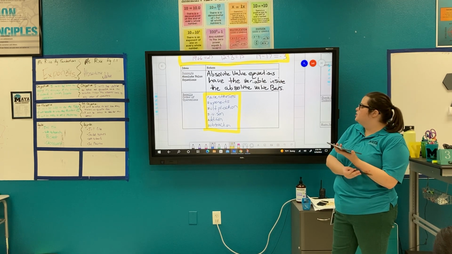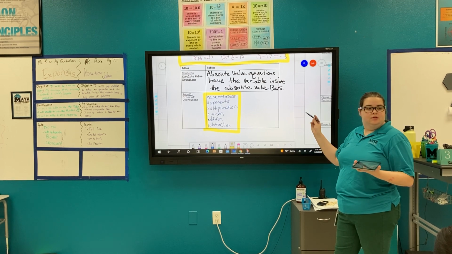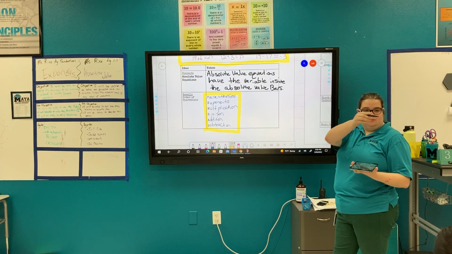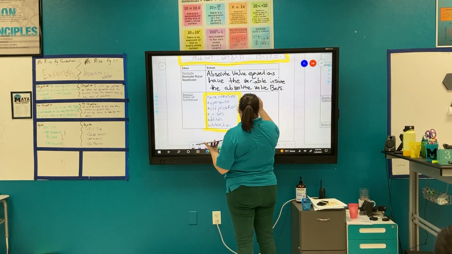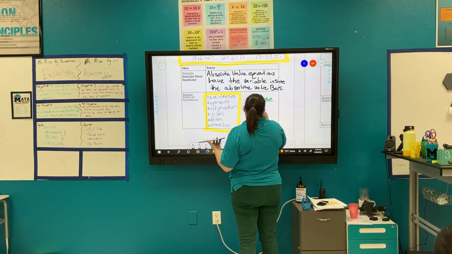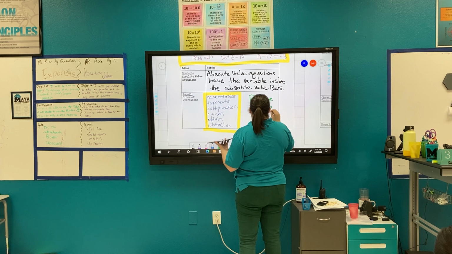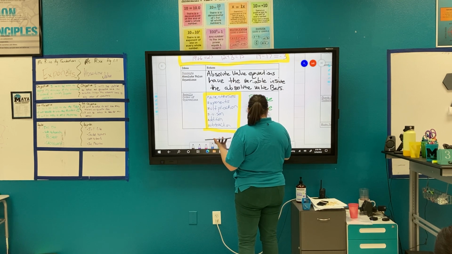Parentheses, exponents, multiplication, division. Does anyone remember the little sentence that goes with this? Please excuse my dear Aunt Sally. If this helps you remember the order, please write it down. If it doesn't, you can kind of ignore it.